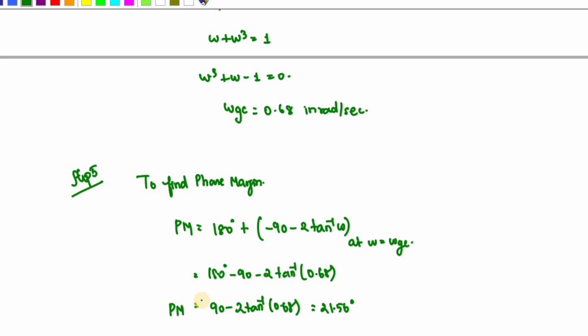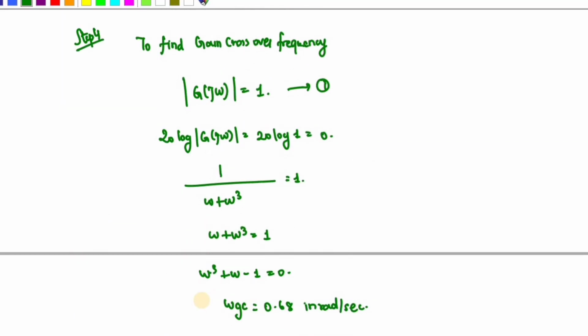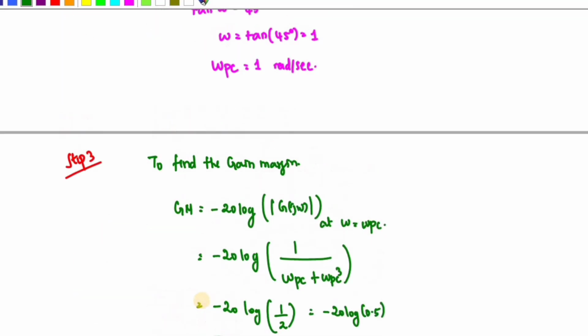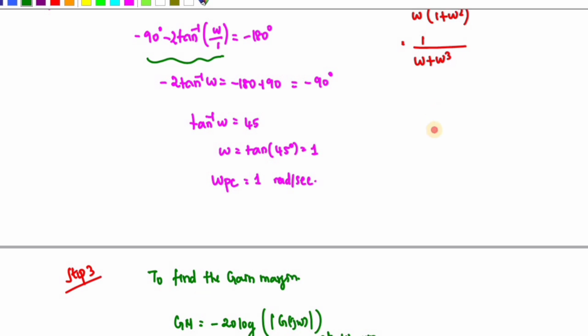So if you see here, the omega GC value is 0.68 and the omega PC value is 1. Since the omega PC value is greater than the omega GC value, it is a stable system.